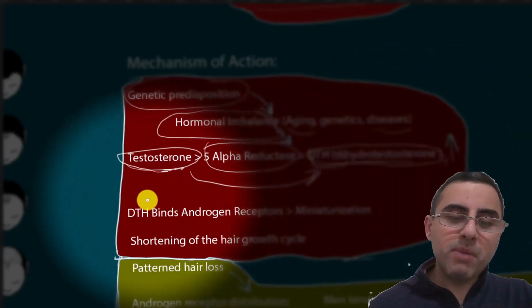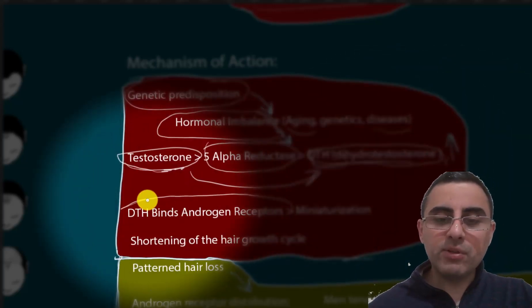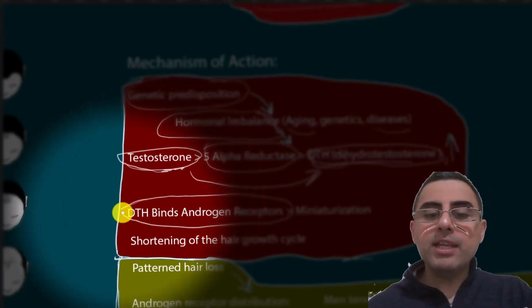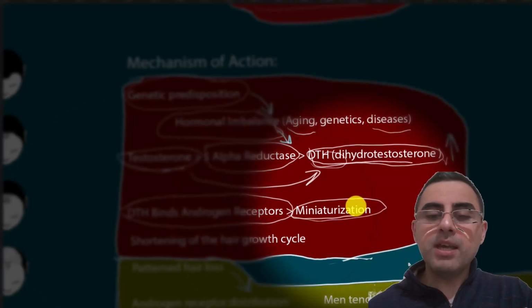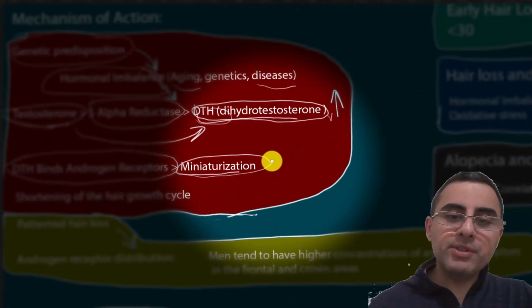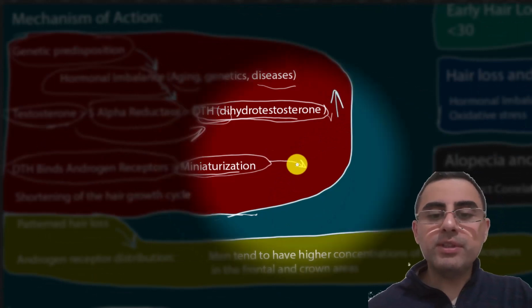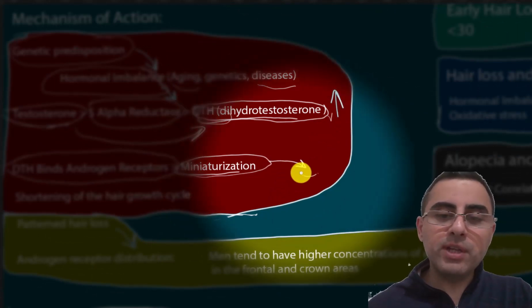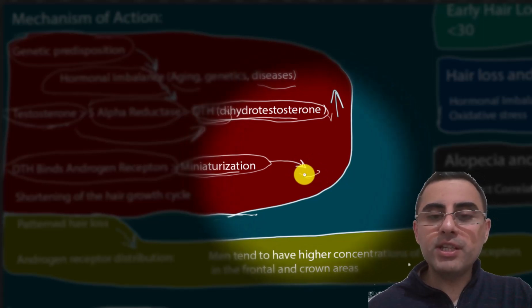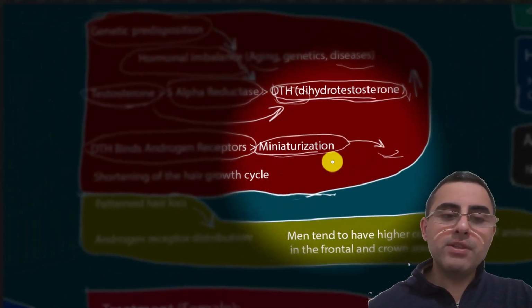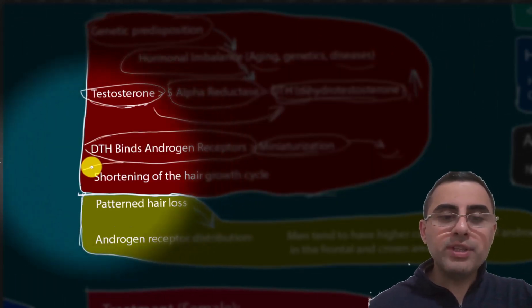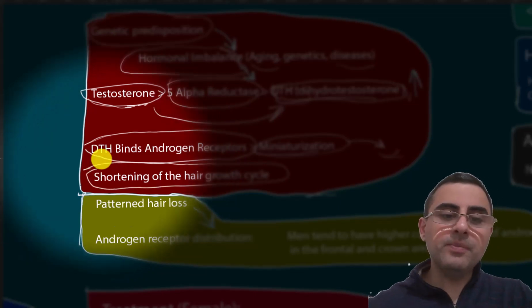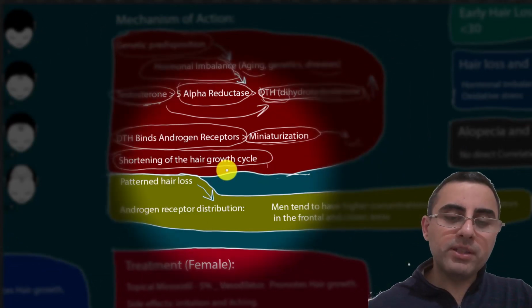Because DHT binds to androgen receptors on hair follicles, and it is called miniaturization. It means it reduces size of hair follicle, it reduces function of hair follicle, and hair becomes more fragile, more thin, and eventually it sheds. Also, DHT shortens the hair's growth cycle. Eventually it causes pattern loss.